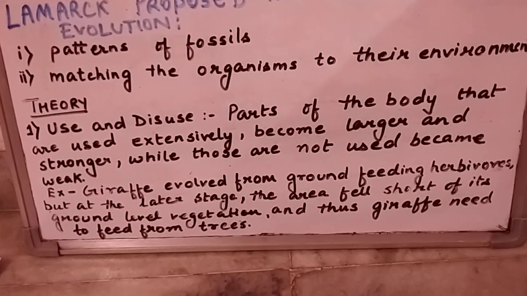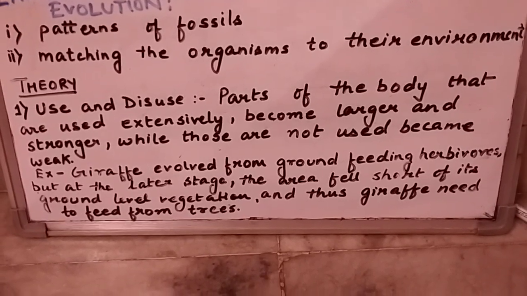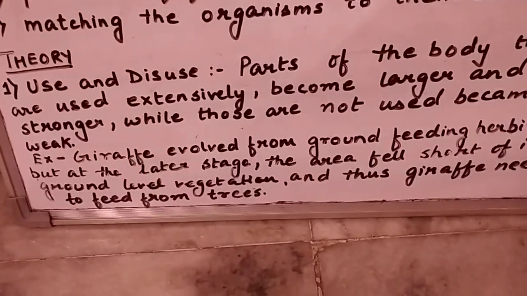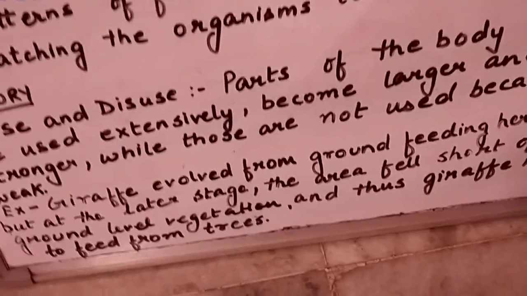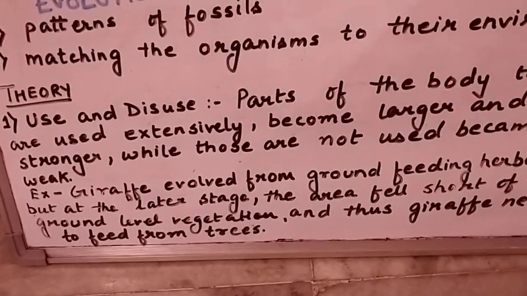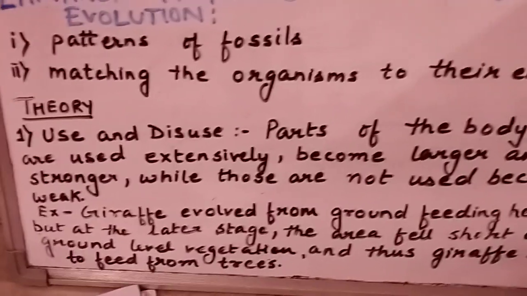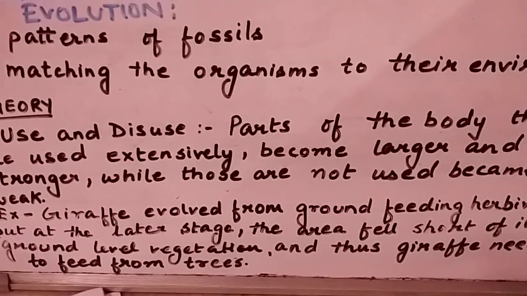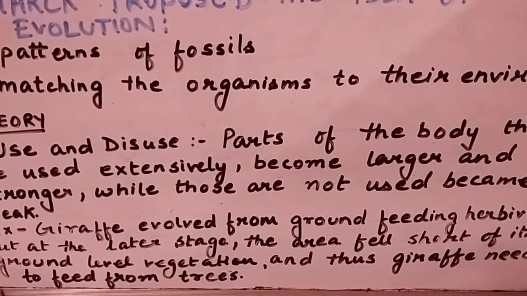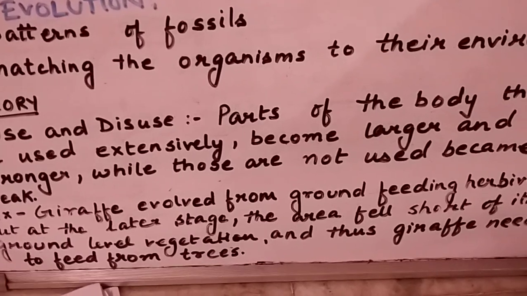The example he gave was the giraffe. Giraffes evolved from ground feeding herbivores, but at a later stage the area fell short of ground level vegetation, and thus the giraffe needed to feed from trees. The meaning is very clear. Lamarck wanted to explain that constant stretching of its neck and forelimbs over many generations resulted in the long neck of the giraffe.